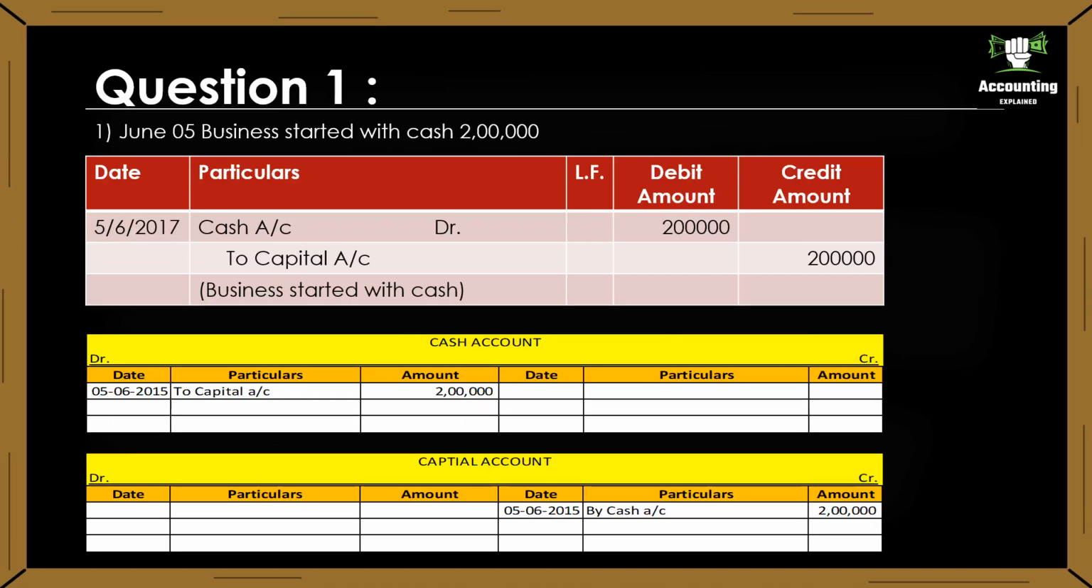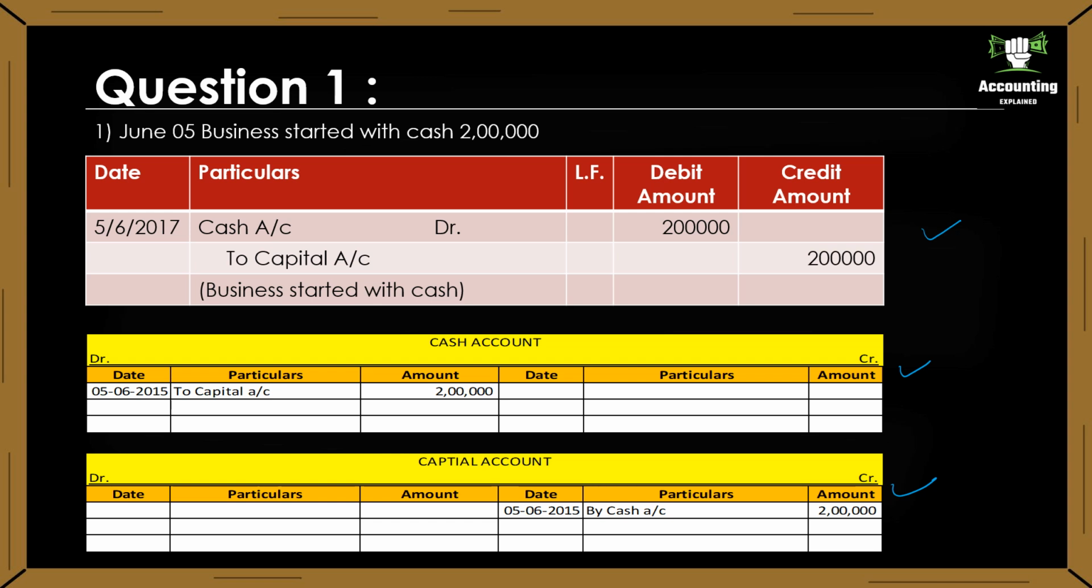Let us take each transaction separately and then we will journalize the transaction first and then open the ledger account simultaneously for the transaction. This way it will be easier for you to understand the process of accounting very easily. Okay, let us see the first transaction.